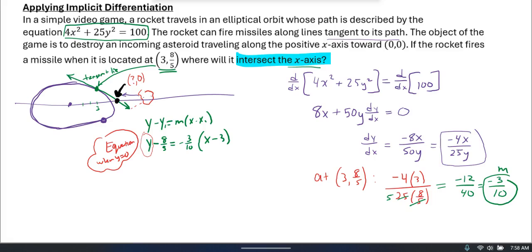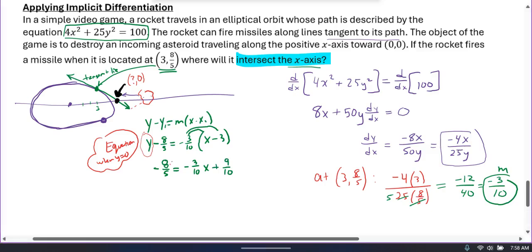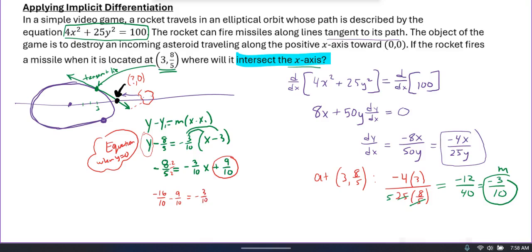Okay, so when we do that, we get negative 8/5 equals, and let's go ahead and distribute here, negative 3/10 x, and then we get plus 9/10. And solving for x, I need a common denominator here. I'm going to multiply this left side by 2 over 2, and I'll get negative 16/10. And then I'm going to subtract 9/10 from both sides. So I'll write it as such. And then, since we have a common denominator now, negative 16 minus 9, negative 25/10 equals negative 3/10 x.